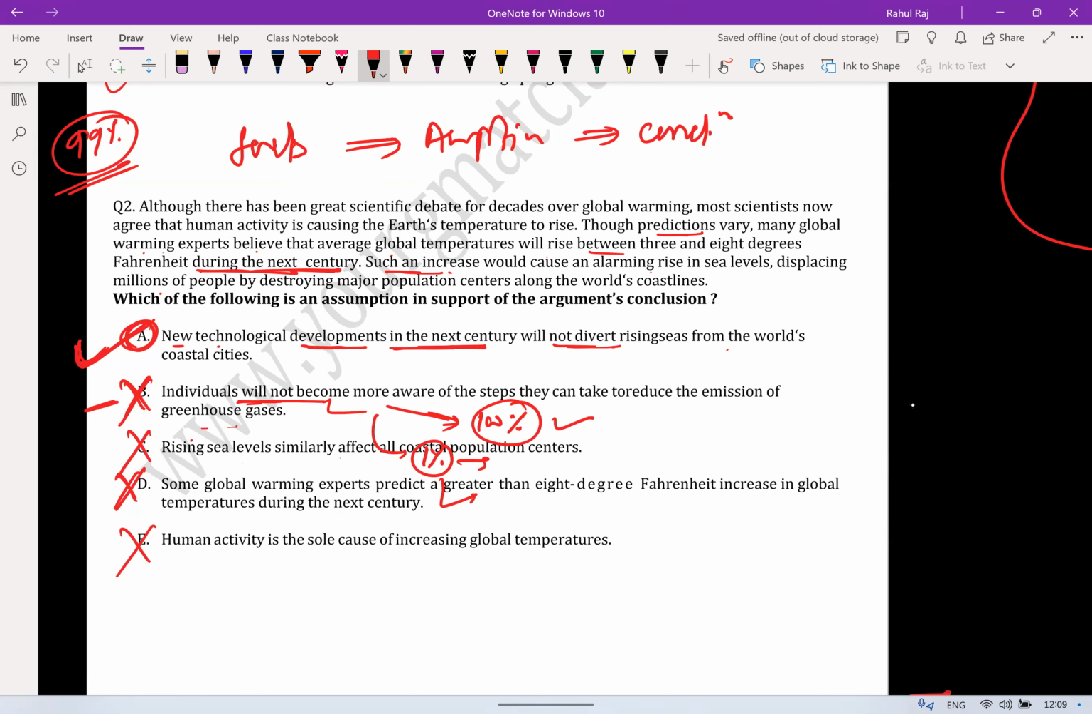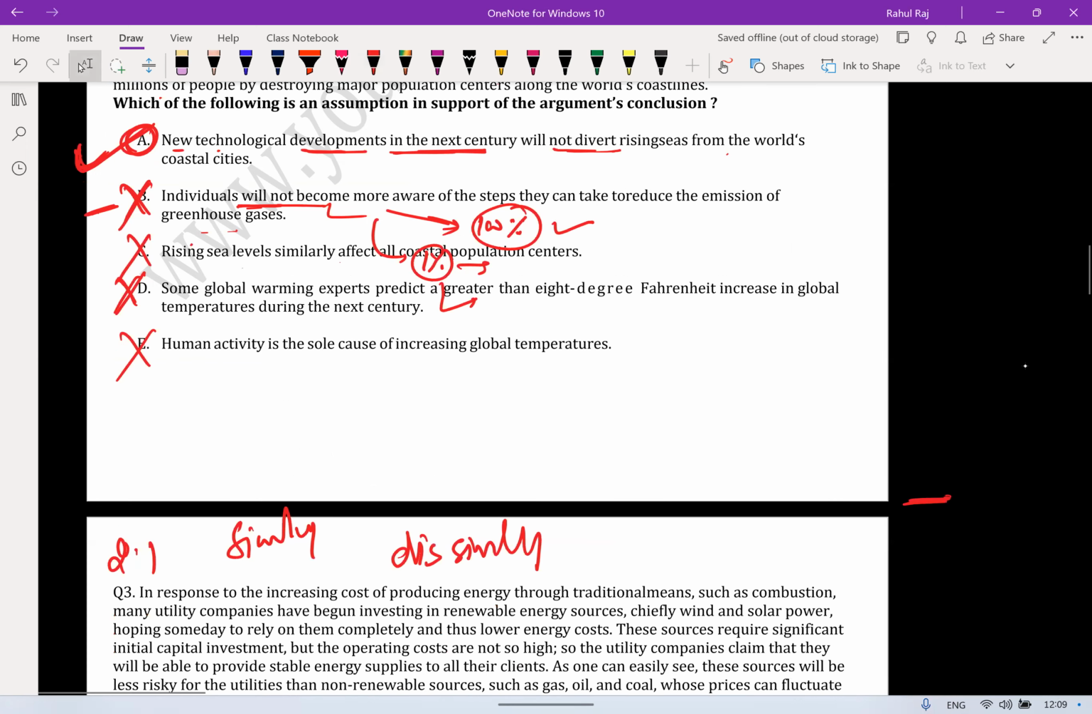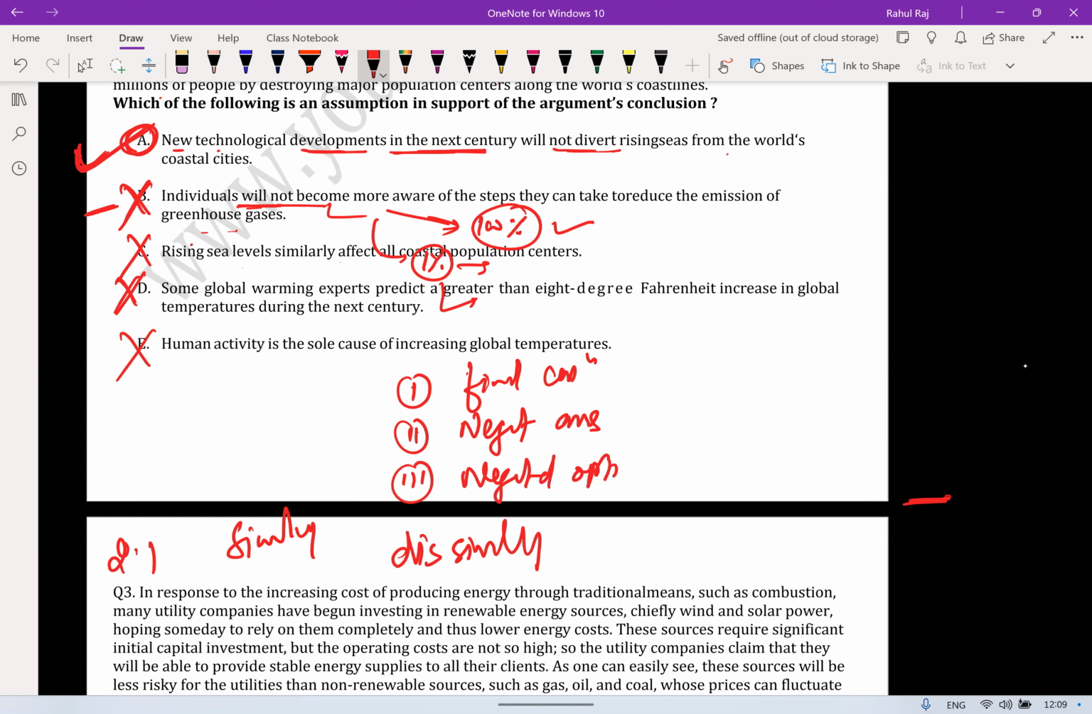Is this clear? Rahul, just one question. Can you reiterate the process that we use? Slightly confused on the process. So we start with finding a conclusion. Simple logic. Your job is to find the conclusion. Second, negate the answer choices. Negate is basically putting a not, or removing a not from a sentence, where the entire meaning of the sentence reverses. And third is your negated option should weaken the conclusion.